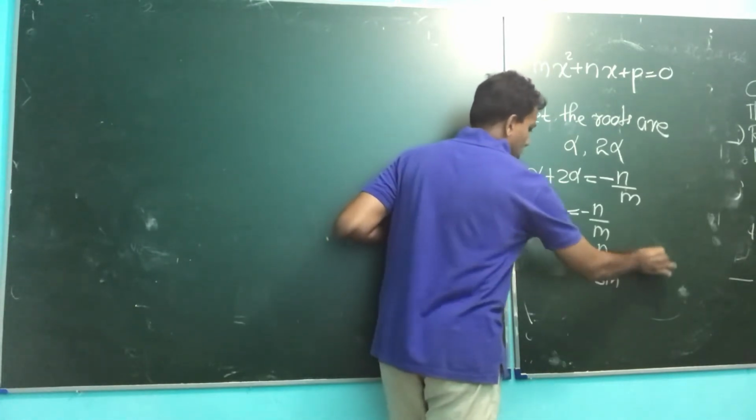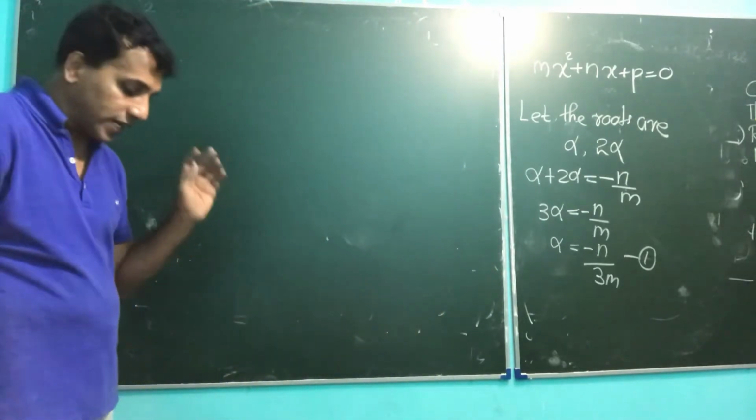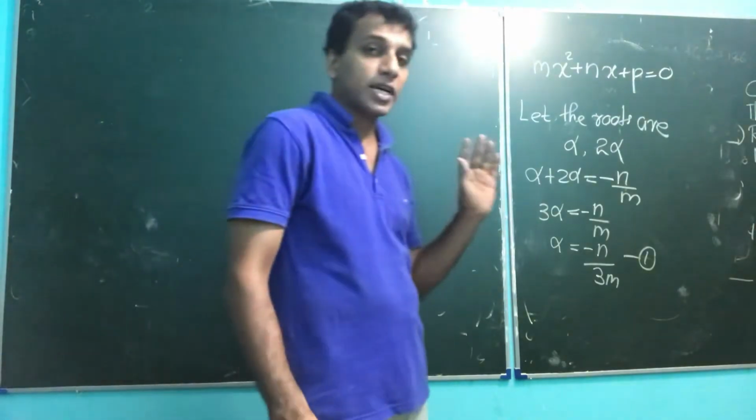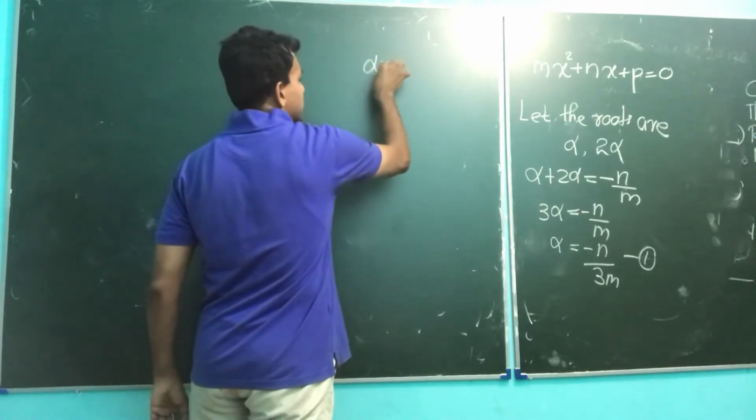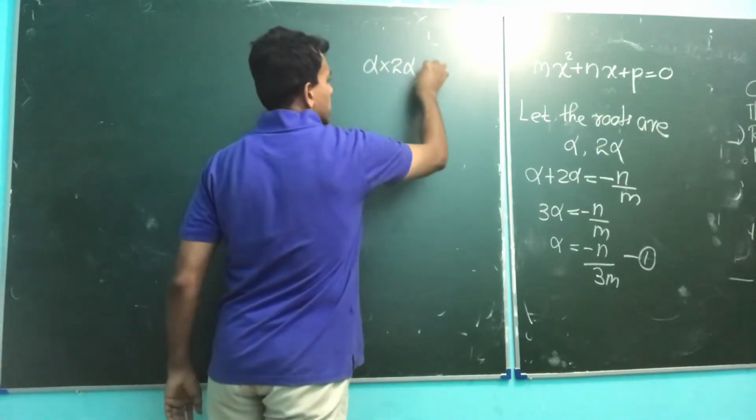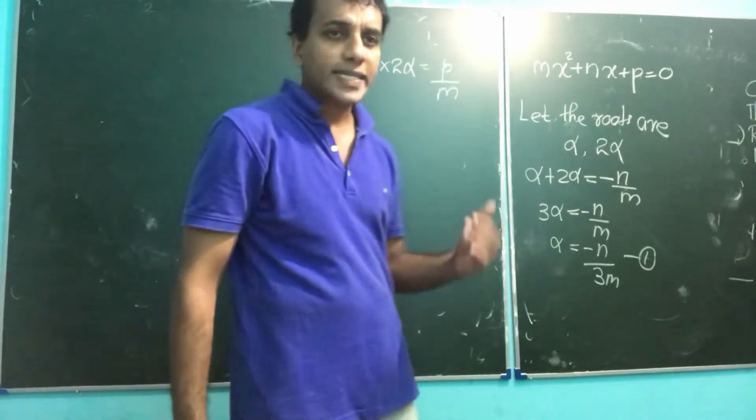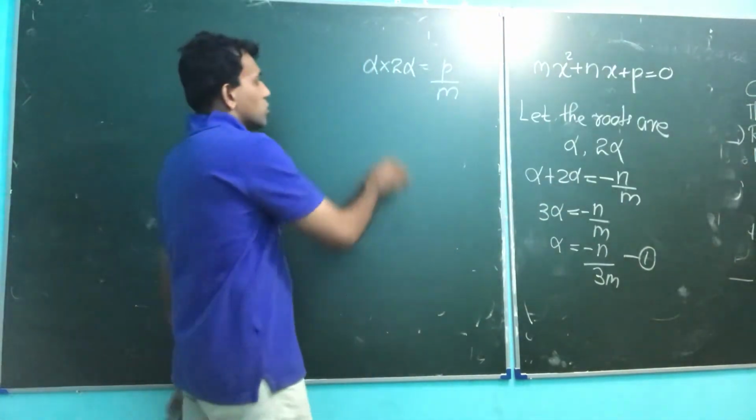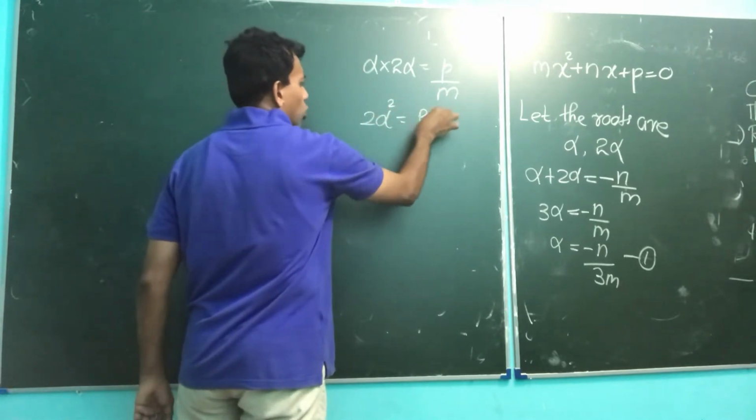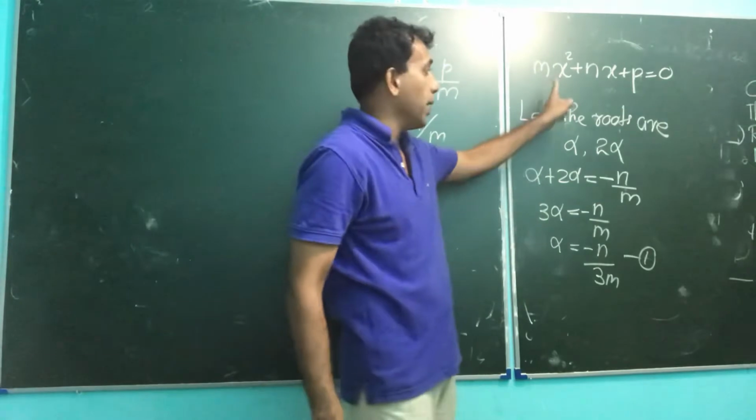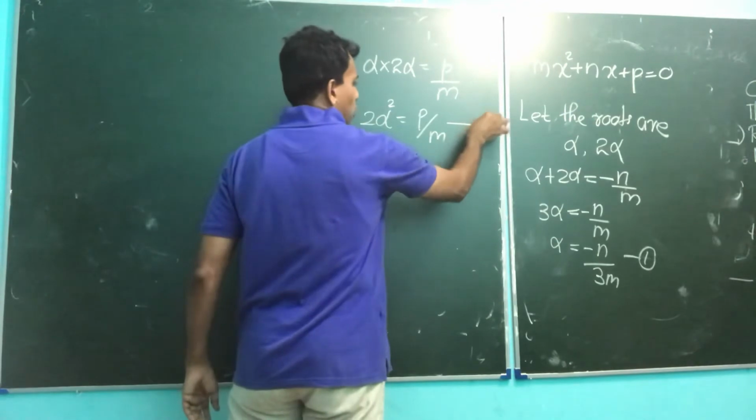I say that is my first equation, the sum of the roots: alpha plus beta equals minus b over a. Next comes alpha into beta. What is alpha into beta? C over a, right? So when you multiply, 2 alpha square equals p over m. Here a is m, b is n, c is p, right? We say that is the second equation.